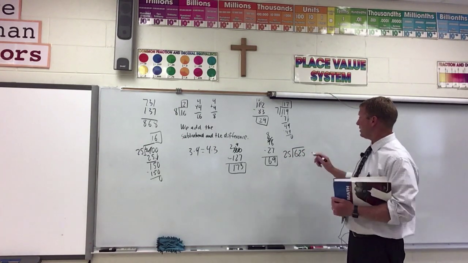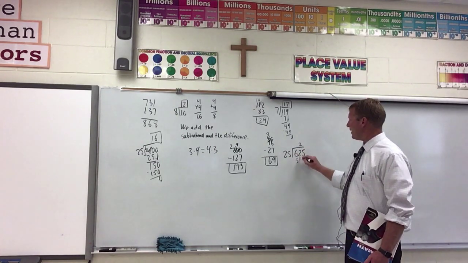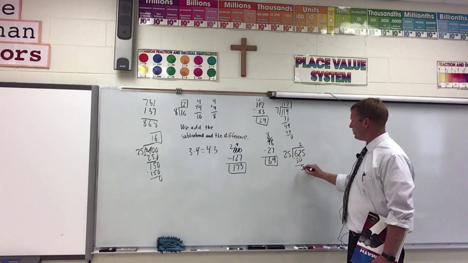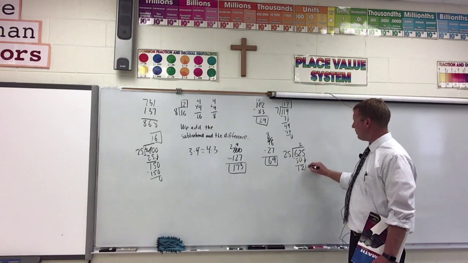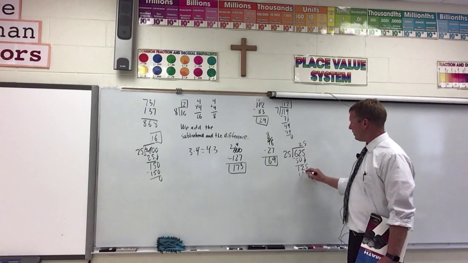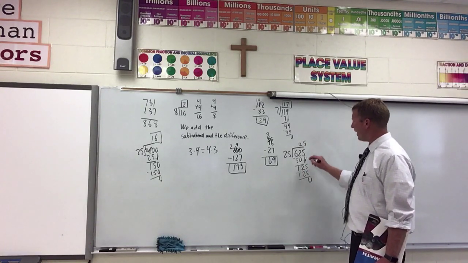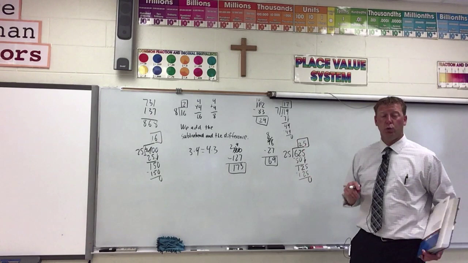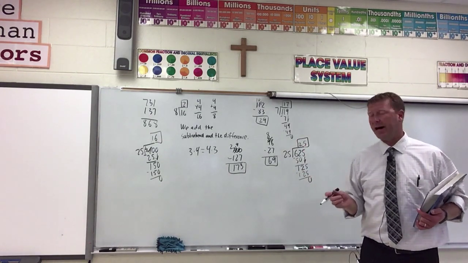25 goes into 62 twice. Multiplied is 50. Subtracted is 12, bring down the 5. I have 125. It goes in there 5 times, which is 125. My answer is 25.